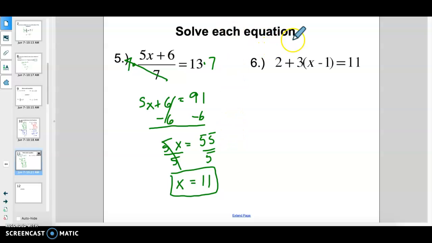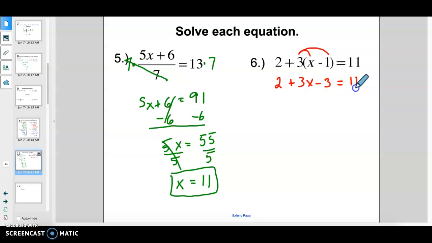The last type of problem, we're going to have to do combining like terms, which we haven't seen yet. I first see this in PEMDAS, parentheses would come first. So I'm going to distribute the 3 to both of these terms to start. So I'm just going to rewrite it. 3 times x is 3x. 3 times minus 1 is minus 3.